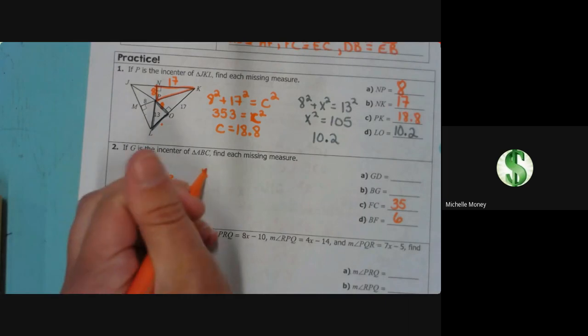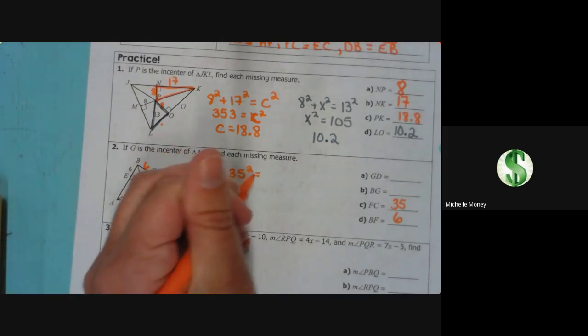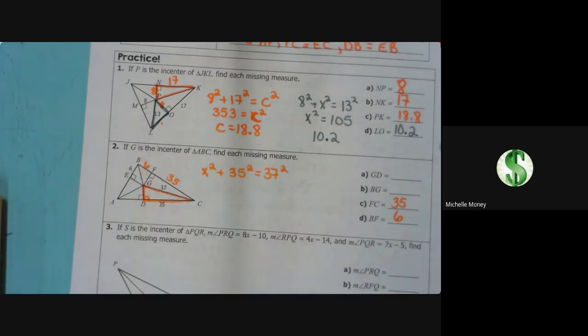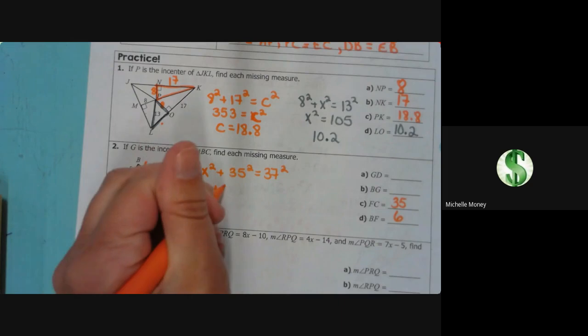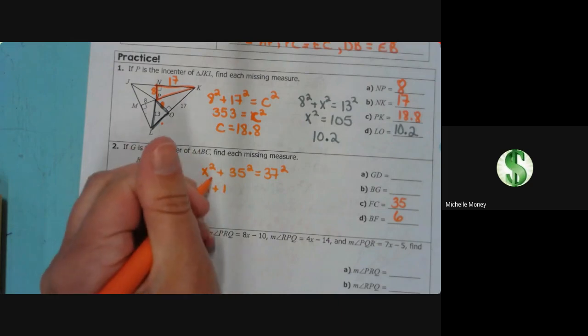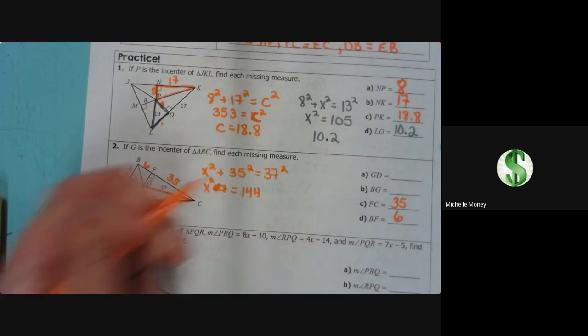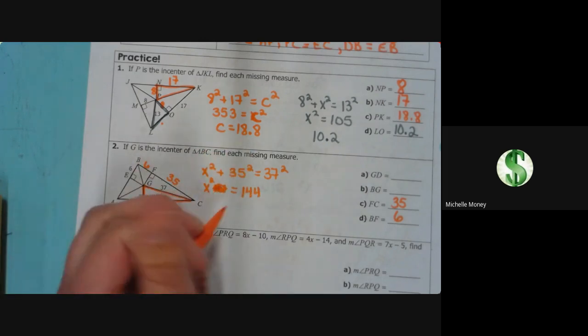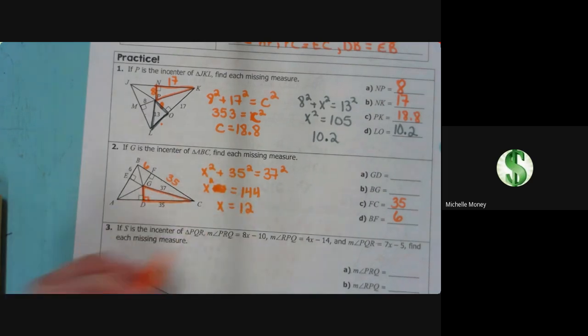So x squared plus 35 squared equals 37 squared. So x squared, here I'll just do the calculator, equals 144. And then the square root of 144 would be 12. So that gives us GD is 12.